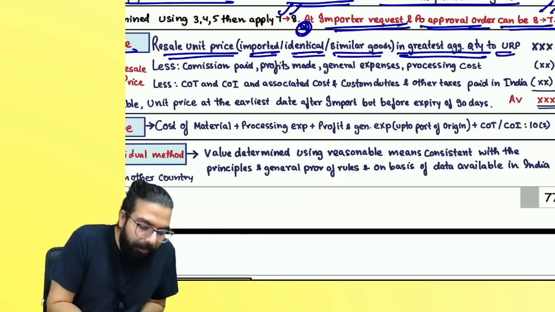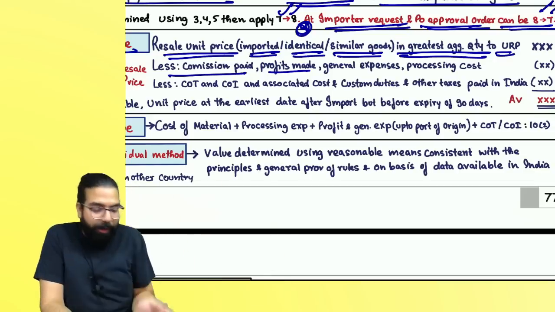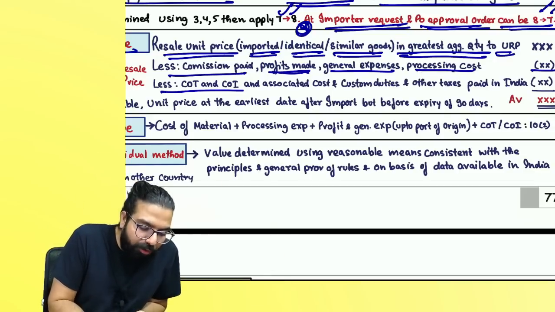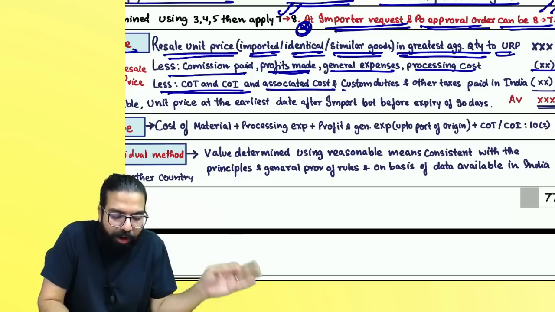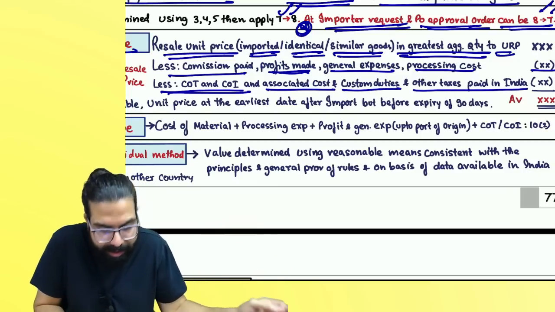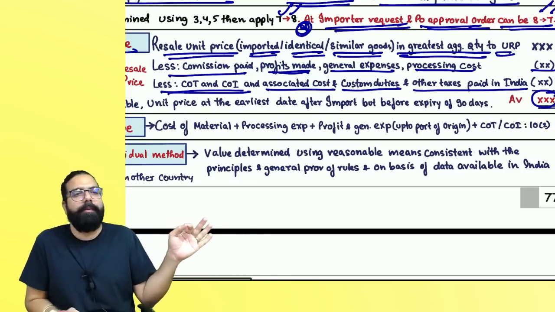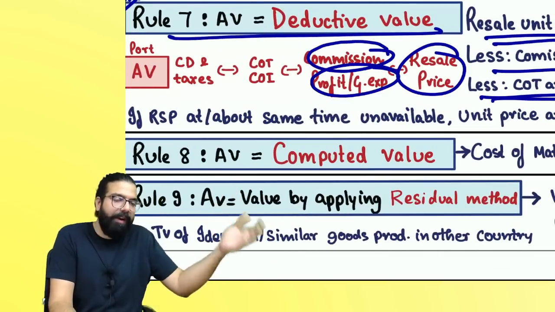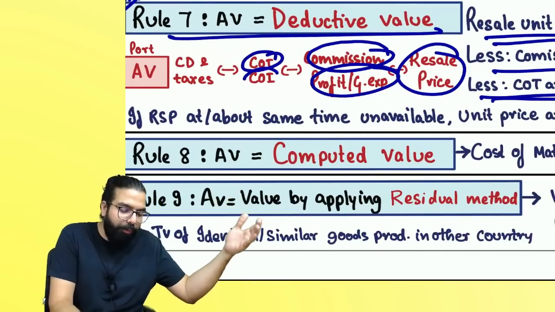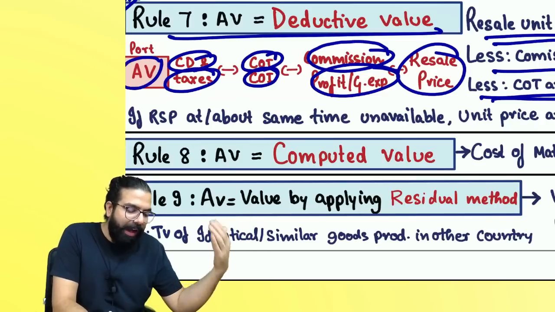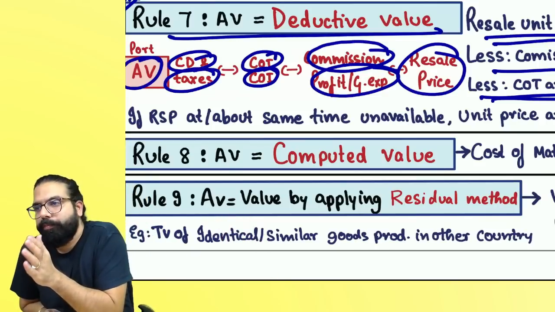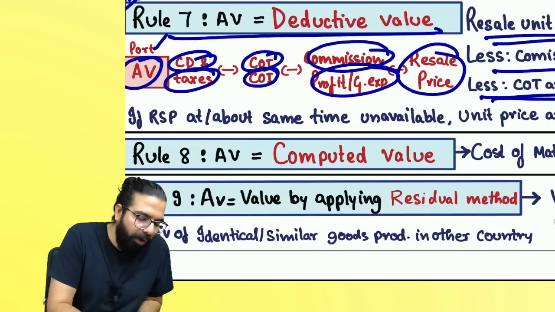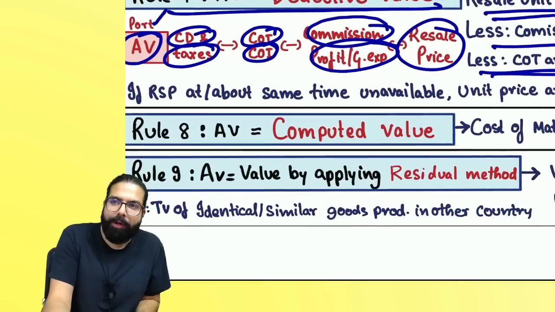From that, the commission paid and all the expenses in India are to be reduced: commission paid, profits made, general expenses, processing costs in India, cost of transportation and associated costs, custom duties and other taxes paid in India. You have to reduce these and you will arrive at the assessable value. Remember one thing, it is nothing but India's resale price minus all the commission, general profits, general expenses, cost of transportation, insurance, custom duty, taxes, and you will arrive at the port's assessable value, and not that the officer will go ahead and charge you the duty. Port or airport also it can be, if goods were imported by air.